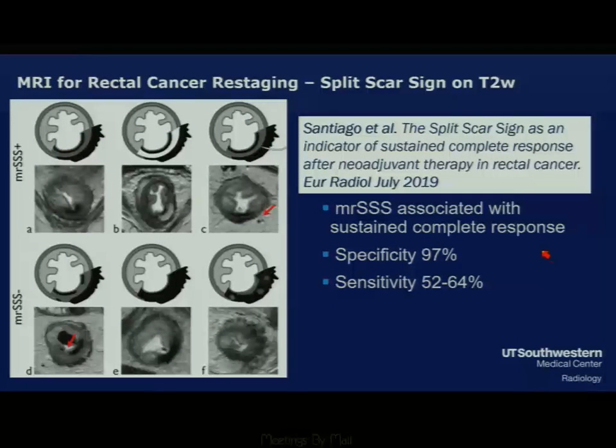Just one slide about this new sign I heard about at RSNA last year. This was presented at RSNA last year, and this paper just published online in European Radiology. It's called the split scar sign on the T2-weighted images.